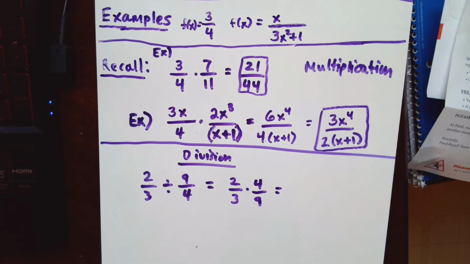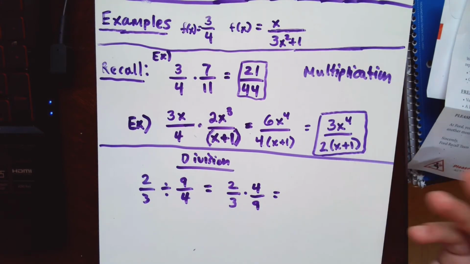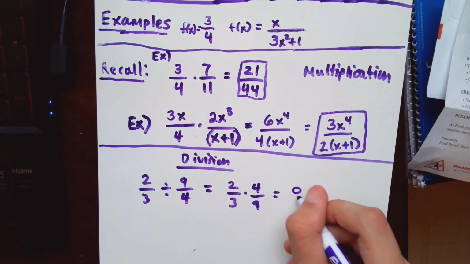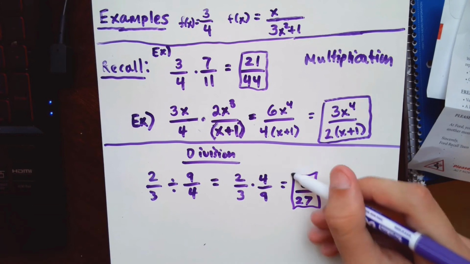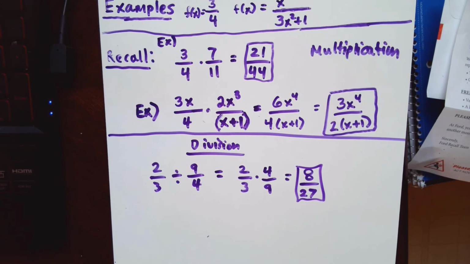Awesome. Now we just need to multiply across the top and multiply across the bottom. It's exactly the same as it was up here. Multiplying across the top, we get 8. Multiplying across the bottom, we get 27. So that's how we divide fractions. Remember, fractions are rational expressions technically, right? We have a constant on top and a constant on the bottom.